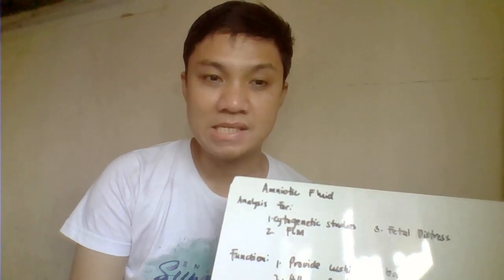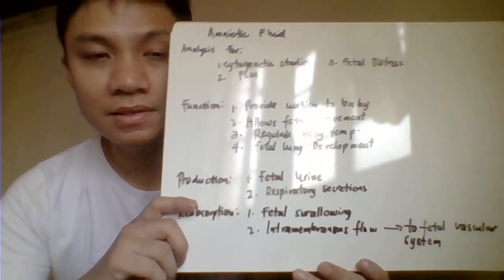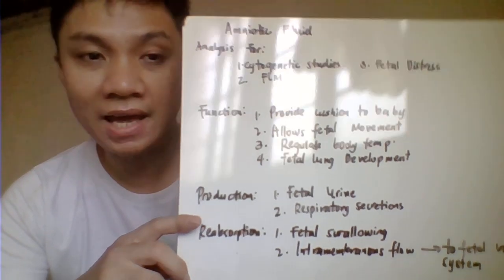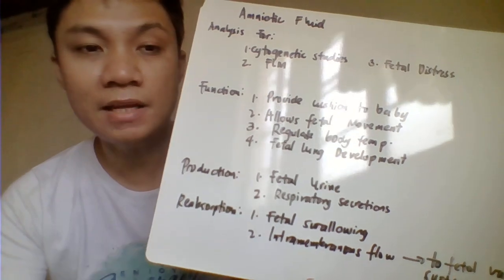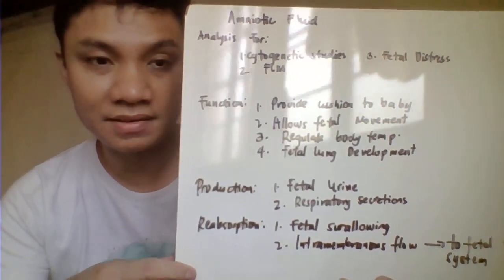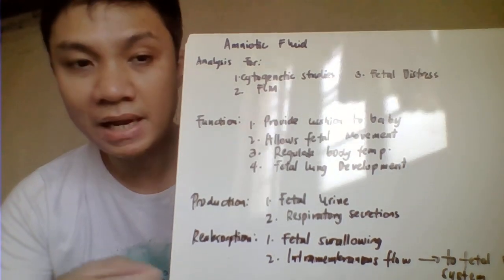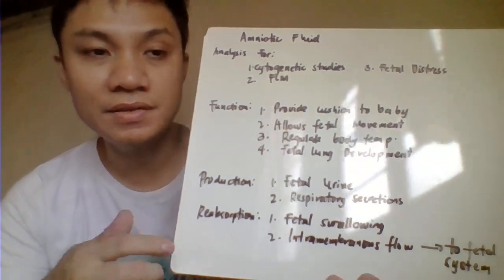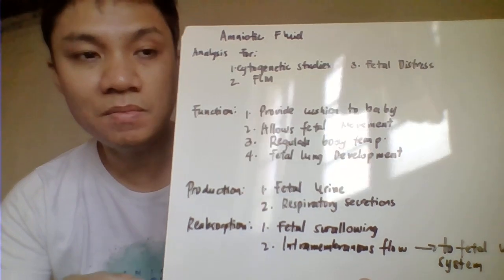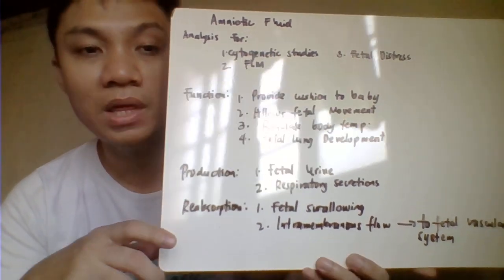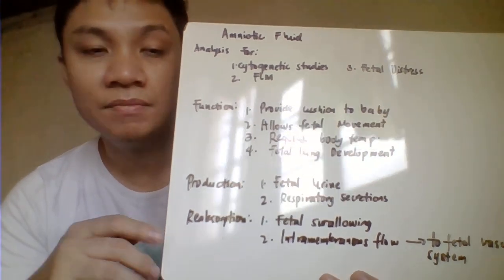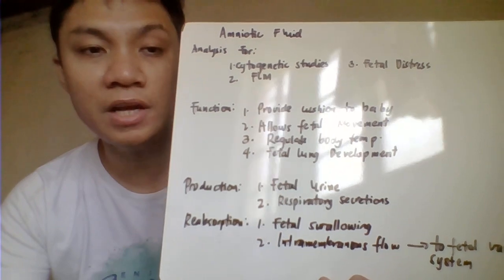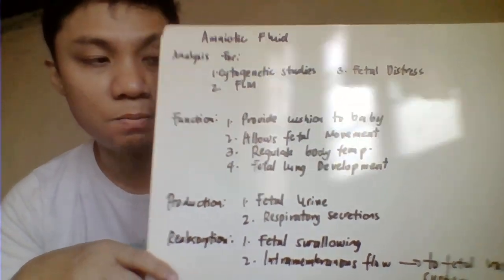Okay, so today we're going to discuss the amniotic fluids. Amniotic fluid analysis is basically done for the following. Number one, for cytogenetic studies to check if the unborn baby would have chromosomal defects that would result in some abnormality. Second, to check for fetal lung maturity, especially if the baby is suffering from fetal distress, which might provide the information for the physician on whether the baby is going to be delivered or not, even if the baby is premature.